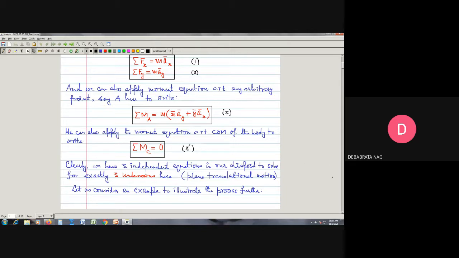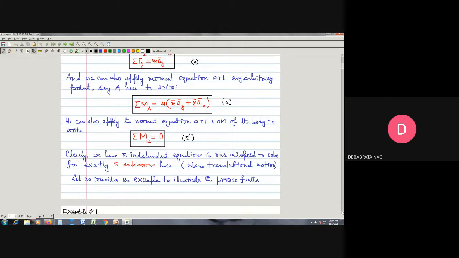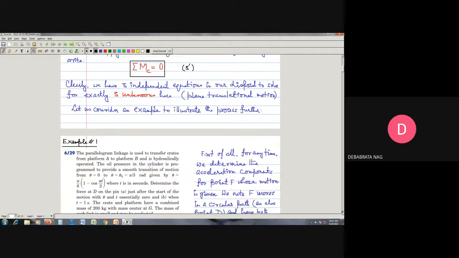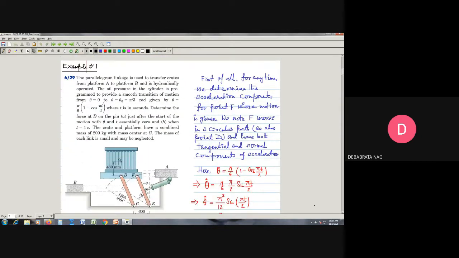So let us take an example problem from the book, and we consider this problem here. This is the problem taken from the book of Meriam, 7th edition, available on the internet. Problem number 6/29, which is a problem on rectilinear and curvilinear translational kinetics of a rigid body. So this is the figure for the problem. Let me first see what this figure actually represents.